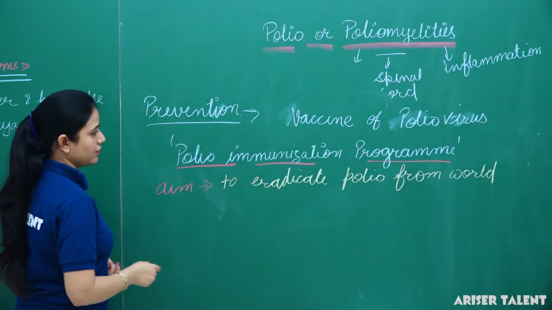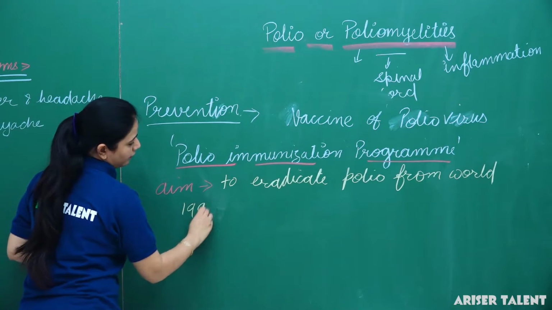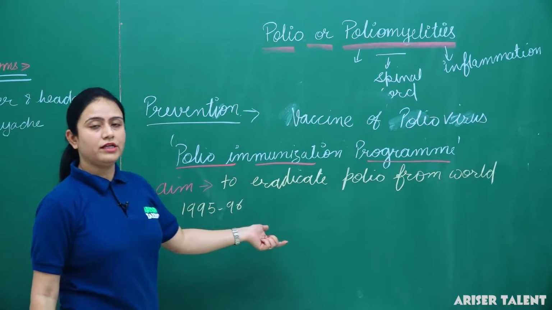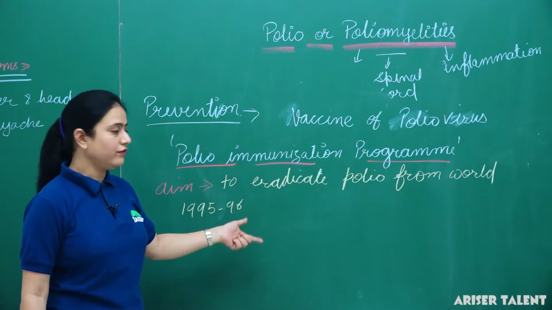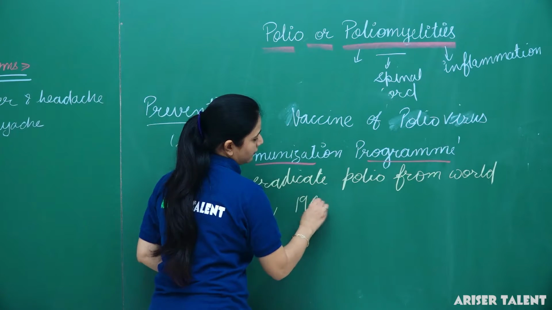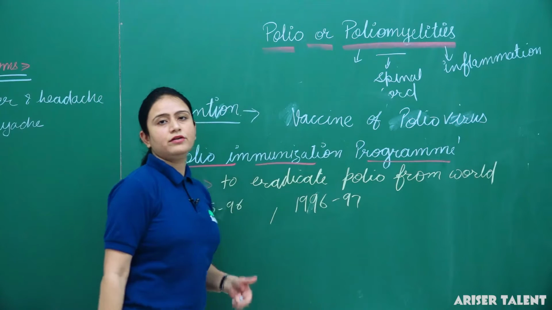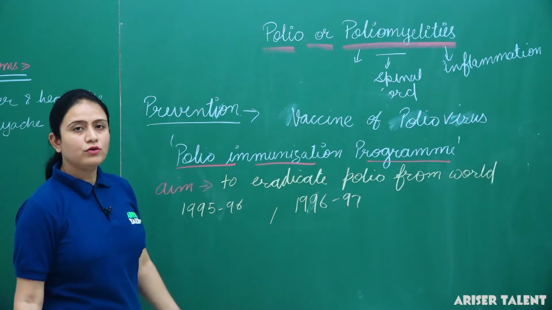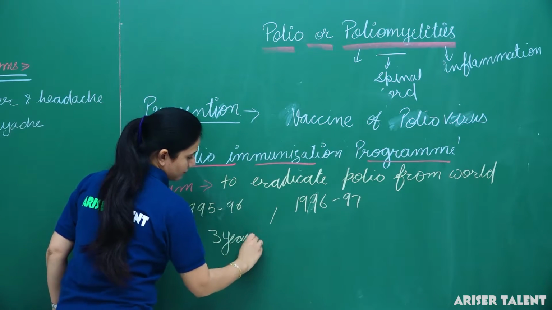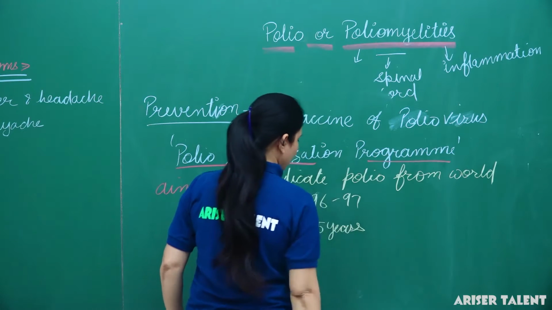First it was introduced in 1995 to 1996. In this, only children up to age 3 years were given the polio doses, but in 1996 to 1997 the age limit of children was increased from 3 to 5 years. Clear?